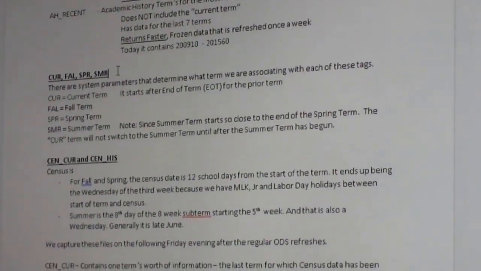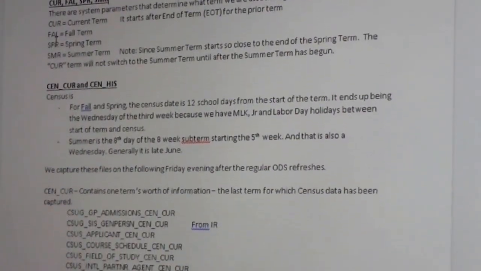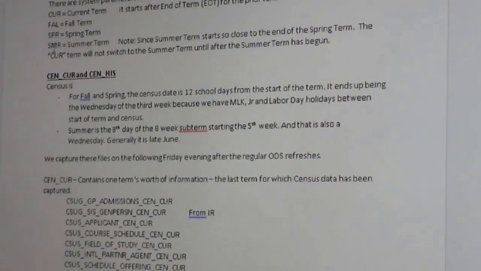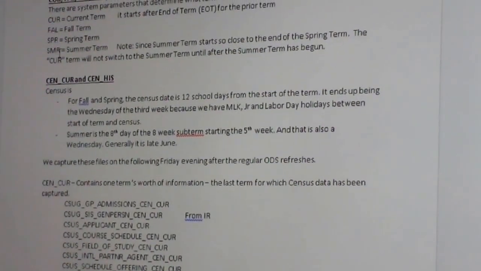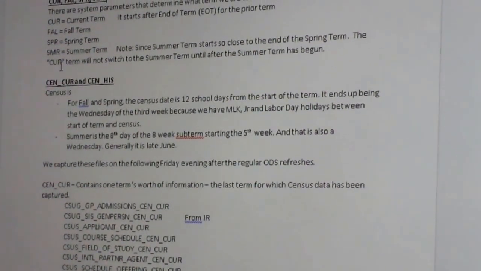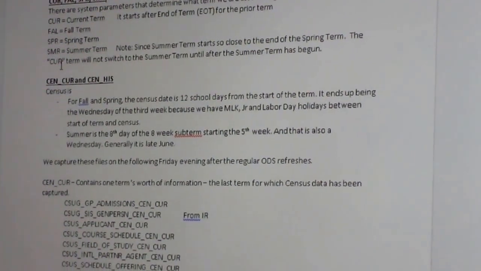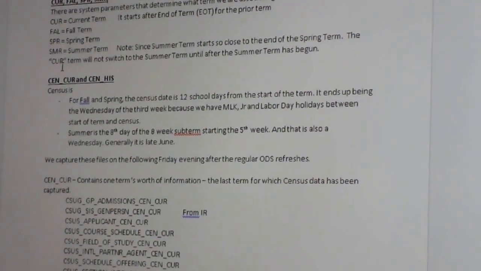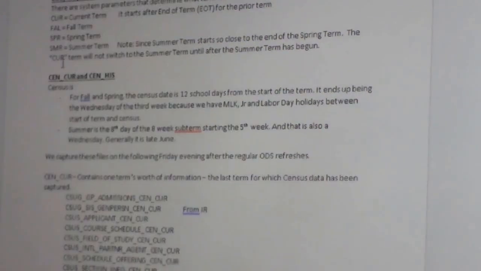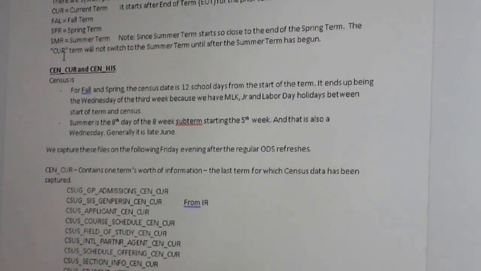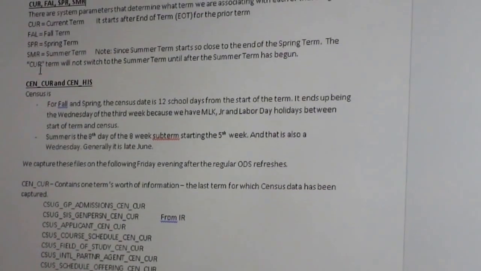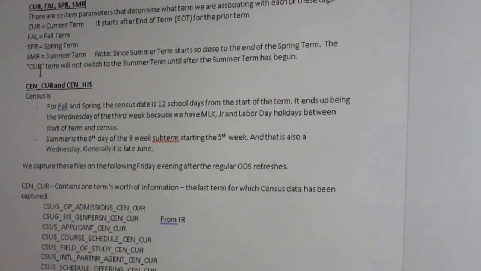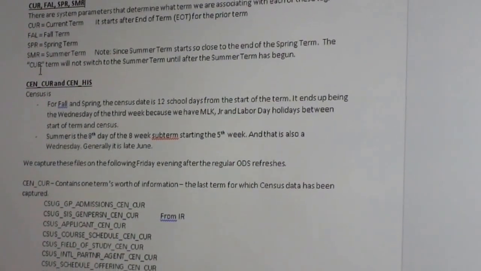Cur, fall, spring, and summer. Once you get fall as FAL, SPR is spring, and SMR is summer, what does current term mean? Usually that's pretty obvious. It's whatever term we're in. But current term, when you're in the middle of Christmas break, or you're between spring and summer, there's some uniqueness here that you need to understand.